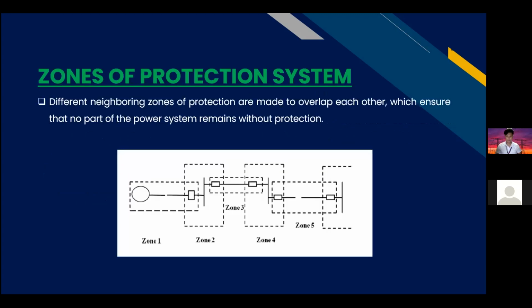When a fault occurs within the boundary of a particular zone, the protection system responsible for the protection of the zone acts to isolate, by tripping the circuit breakers, every equipment within that zone from the rest of the system. Different neighboring zones of protection are made to overlap each other, which ensures that no part of the power system remains without protection. For failures within the region where two adjacent protective zones overlap, more circuit breakers get tripped than the minimum necessary to disconnect the faulty element.